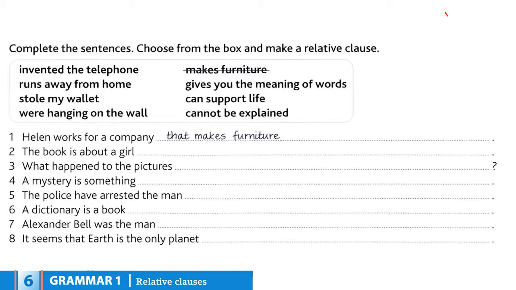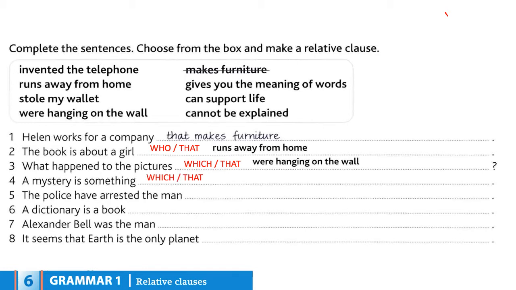Number 2. The book is about a girl who, or you can say that too, runs away from home. Number 3. What happened to the pictures? Just because of the pictures, I'm going to say which. Which or that were hanging on the wall. A mystery is something which, or that, cannot be explained.